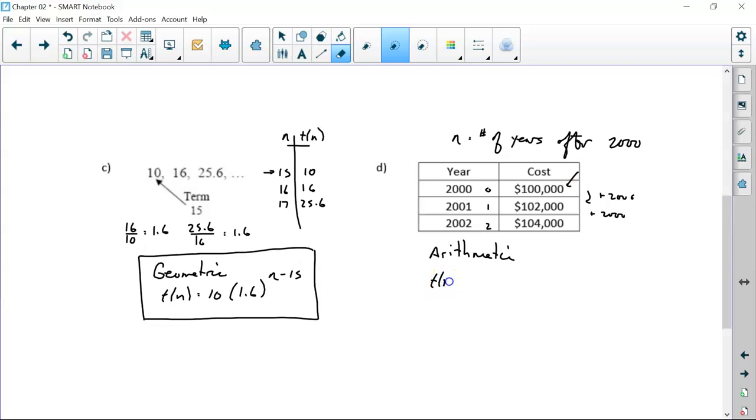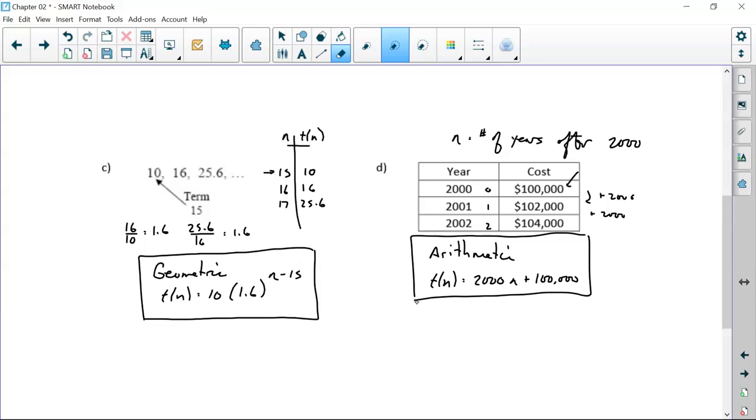So it would be T of n equals 2,000n plus 100,000. We'll be working with that much more as the year goes on. But that's a quicker way to write that type of sequence.